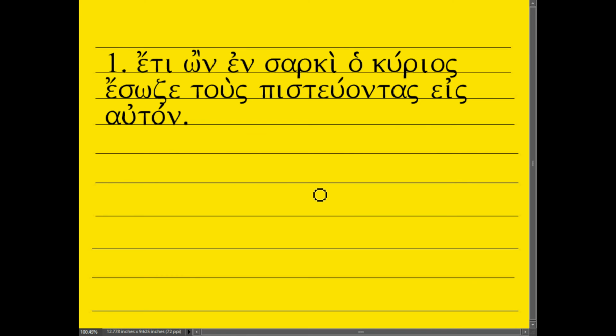The first of these is, while he was still in the flesh, the Lord was saving those who were believing on him. So this phrase, while he was still in the flesh, idiomatically, we're going to use the word eti, yet, and then on, you recall, is the verb of being, and it's going to be translated being. So yet being is kind of the way we're going to bring this into Greek. Yet being in sarki, in flesh, or in the flesh.